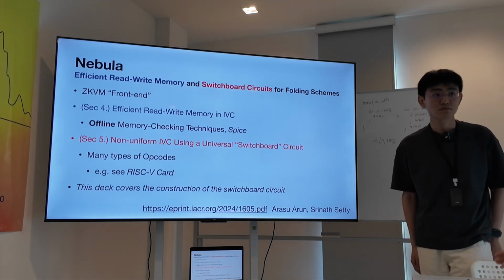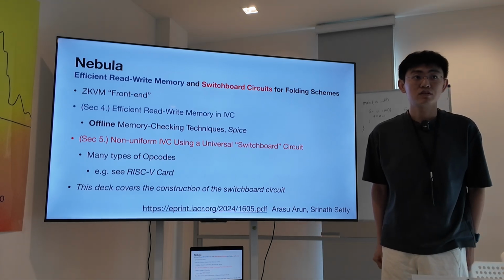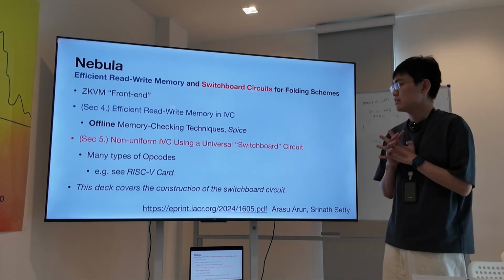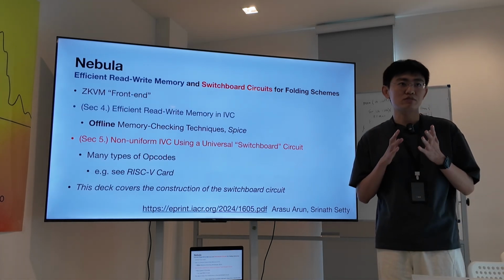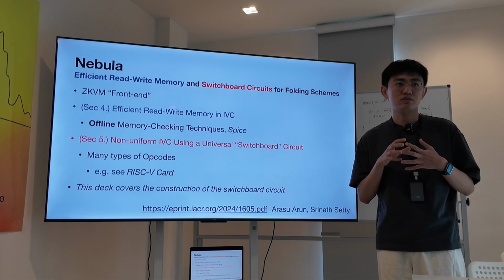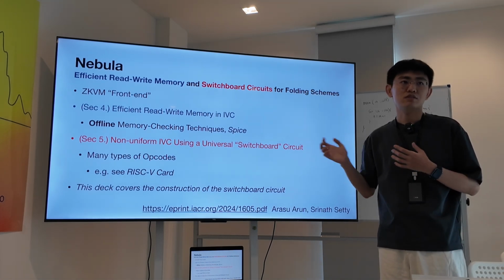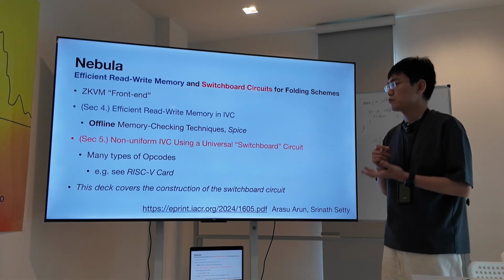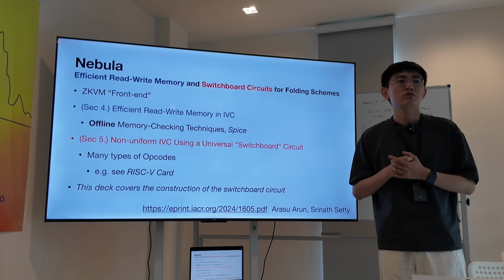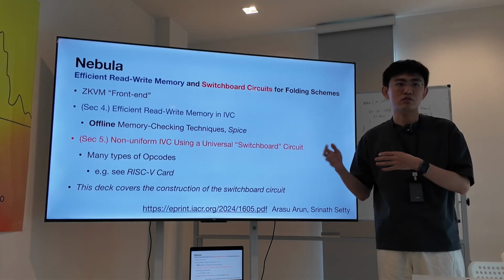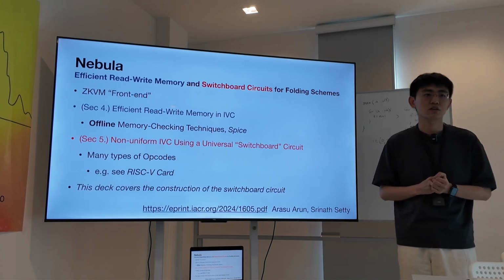So I forgot the definition of non-uniform IVC. What does it mean? It means that in the IVC, each step is the same. You have f applied n times. But in non-uniform IVC, you have several kinds of function f, f1 until fl. In each step you can invoke a different kind of operation.